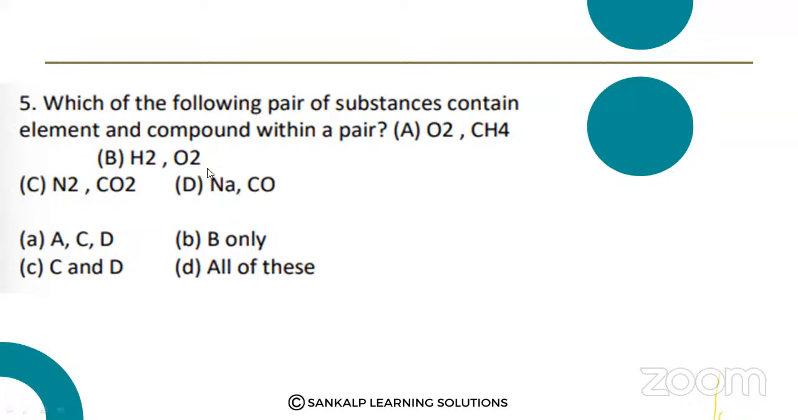Then option D, Na. Na is an element, and carbon monoxide is made up of 1 atom of carbon and 1 atom of oxygen, so it is a compound. An element is nothing but an atom, and a compound is made up of 2 or more elements. So here B is wrong, and A, C and D are correct. These are the pairs which contain an element and a compound. So the answer is A, C and D.